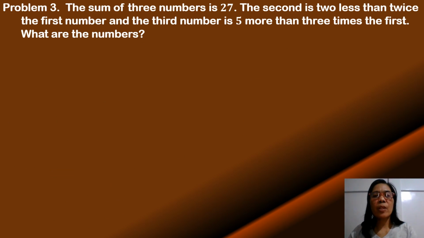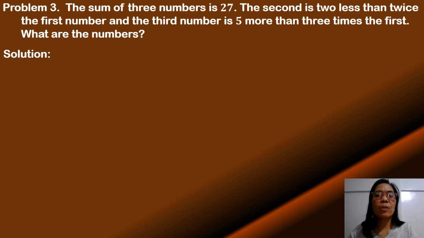Let us solve this problem. The sum of three numbers is 27. The second is 2 less than twice the first number, and the third number is 5 more than 3 times the first. What are the numbers?